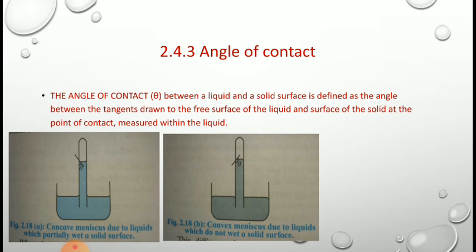This difference between the shapes of meniscus is due to the net effect of the cohesive forces between liquid molecules and adhesive forces between liquid and solid molecules, as discussed. Now, why do we get different shapes of meniscus for different solid and liquid pairs? That we are going to discuss now.